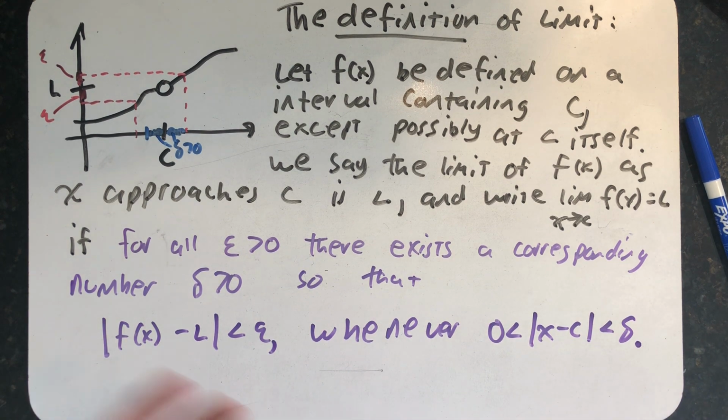This is the mathematical formal definition of limit that can then be used to prove all of the theorems that we've seen so far. We need to see a few examples using this definition, but I'll post those in future videos.